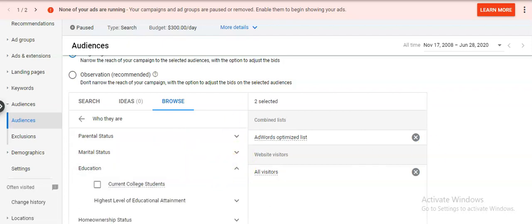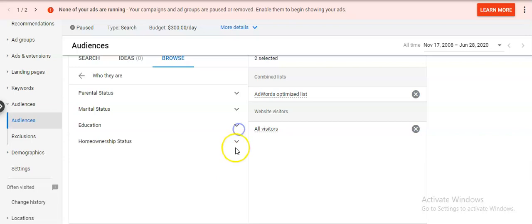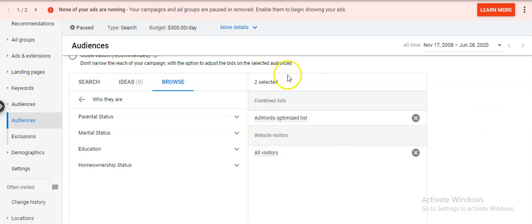And then of course I think I skipped home ownership. So over here you can also target specifically homeowners and renters. If you think there is a difference, you can apply a bid adjustment on these two different detailed demographics.